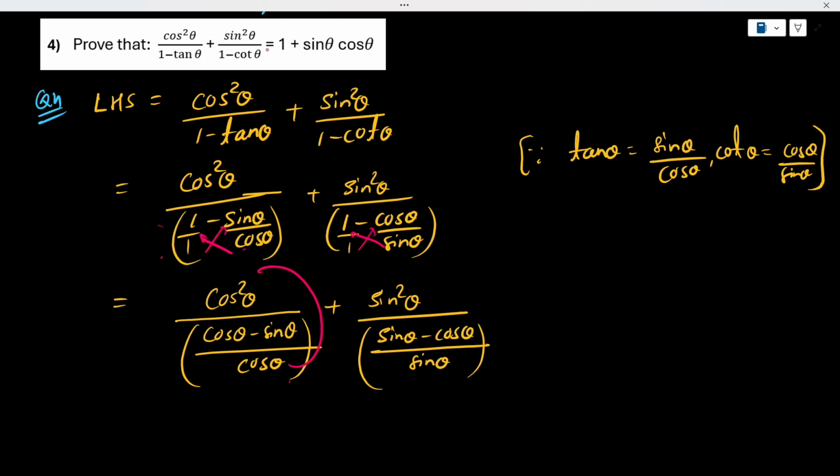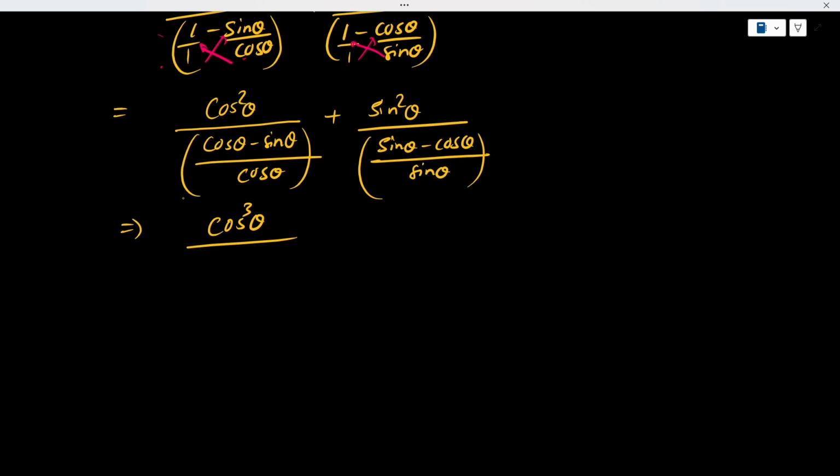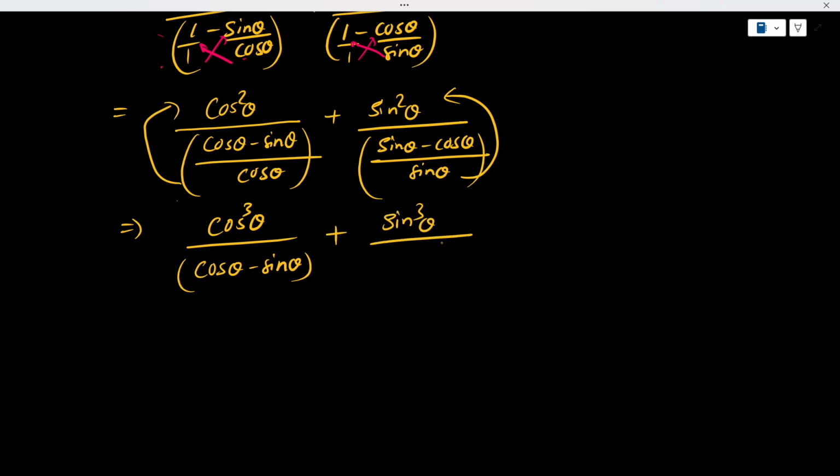So how are we going to take it here? If I take the reciprocal, cos theta will go to the numerator here, right? So if I take this to the numerator, it will become cos³ theta because cos² theta into cos theta, right? Similarly, this sin theta will get multiplied with sin² theta. So cos³ theta by cos theta minus sin theta plus sin³ theta by sin theta minus cos theta.